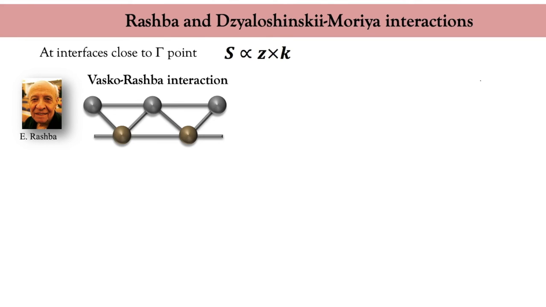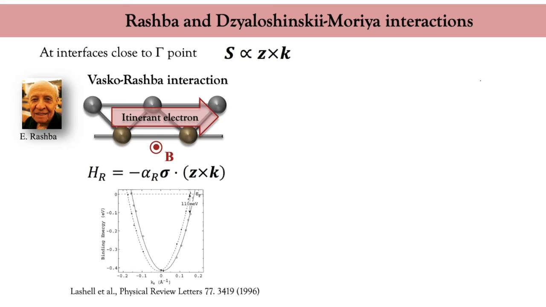If you consider an itinerant electron flowing along such an interface, then its spin will experience an effective magnetic field called the Rashba field, and it will align perpendicular to the direction of propagation of the electron. In other words, this effect results in a Zeeman term that couples the itinerant electron spin with the Rashba field. This coupling can result in non-equilibrium spin density. The existence of the so-called Rashba spin splitting was identified experimentally at the surface of gold using angle-resolved photoemission spectroscopy by LaShell and co-workers in 1996.